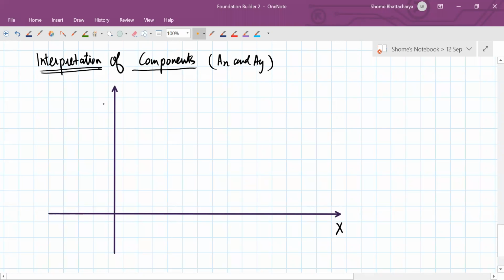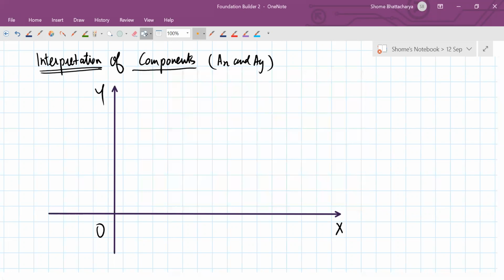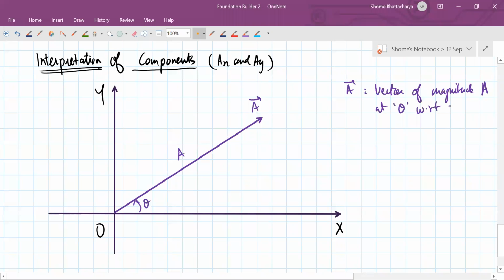So if my x axis is like this and my y axis is like this, and suppose in geometrical form a particular vector looks like this. When I draw it from the origin, that vector looks like this, such that the vector has a magnitude of A and it makes an angle theta with the x-axis. Okay, so A is a vector of magnitude capital A at an angle of theta with respect to the x-axis. So that's how I've drawn the vector.